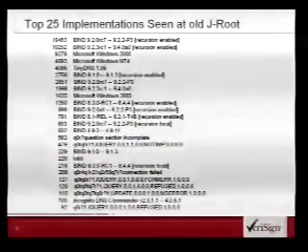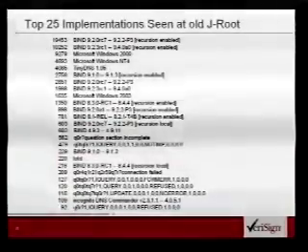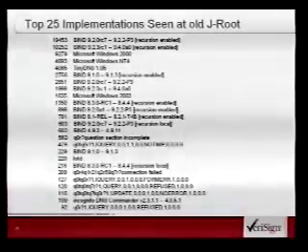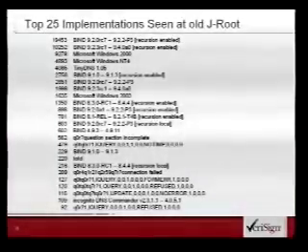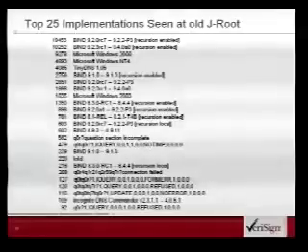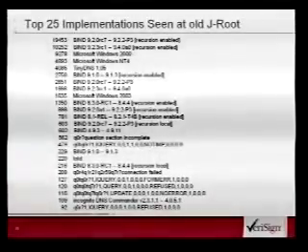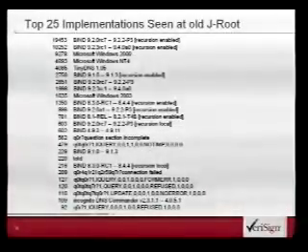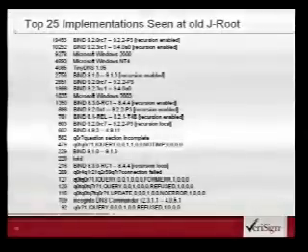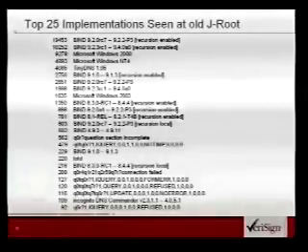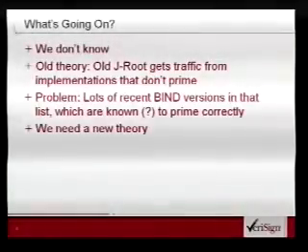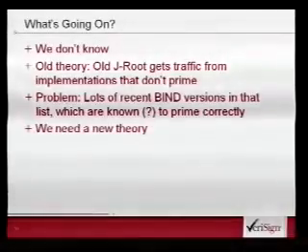As you can see, a large number of the actual traffic instances are very recent versions of BIND. And this kind of dispels one of the rumors that priming, which was broken in earlier versions, basically priming is getting the NS set for dot, seems to be, maybe there's more to it than what we see right now. So what's going on? Well, we really don't know.